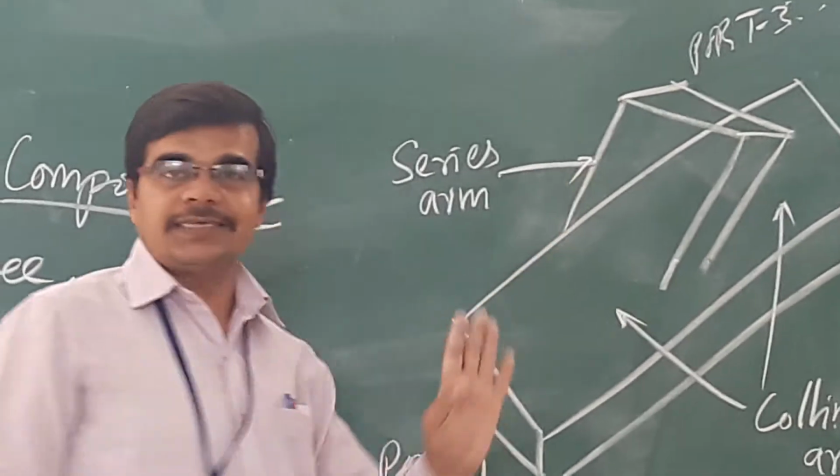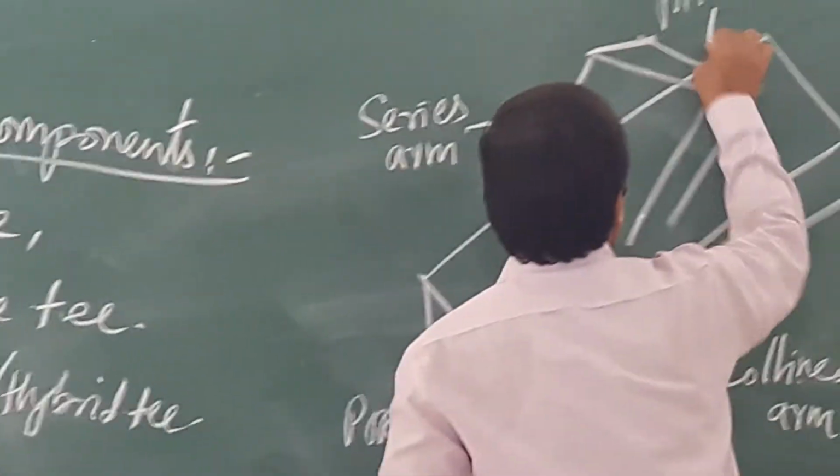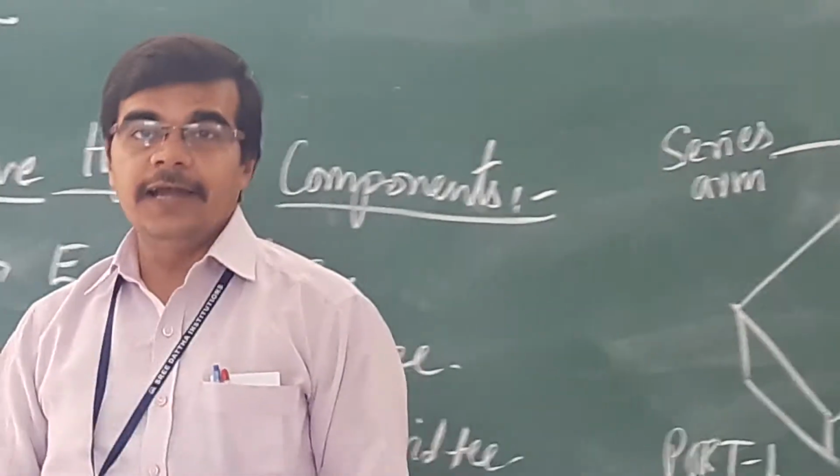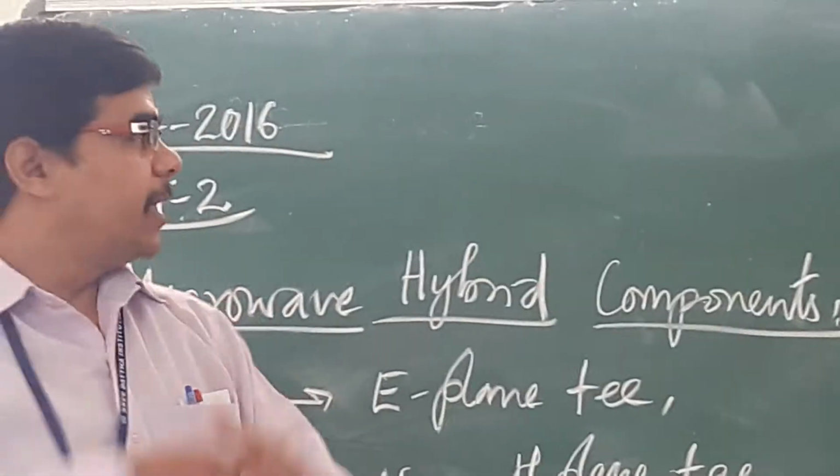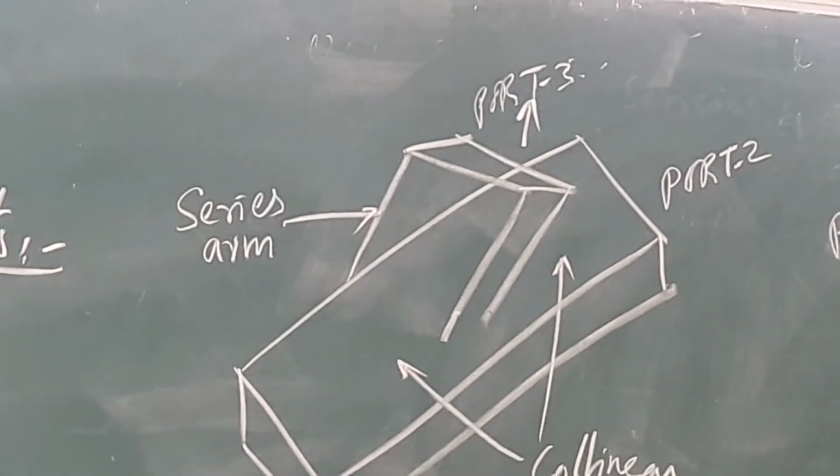Why is it called the E-plane? Because if you see the series arm, it is in the direction of the electric field. You know that in electromagnetic waves you have the electric field and magnetic field.